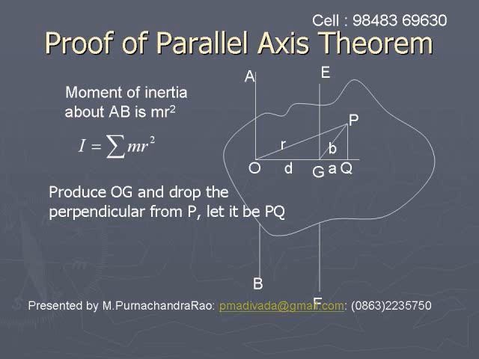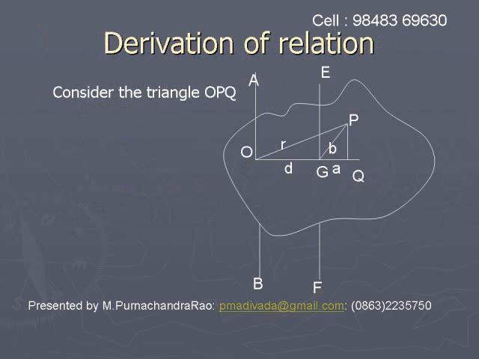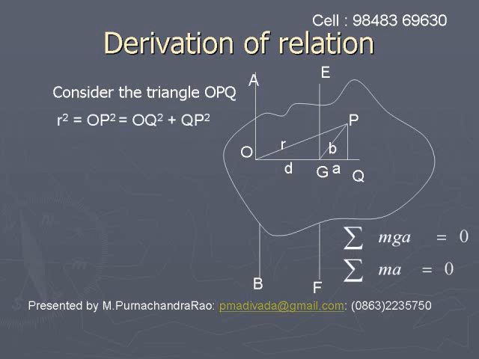Produce OG and drop the perpendicular from P. Let it be PQ. PQ is the perpendicular dropped onto OG produced. Now consider the right angle triangle OPQ. In this right angle triangle, OP square, which is R square, is equal to OQ square plus PQ square.